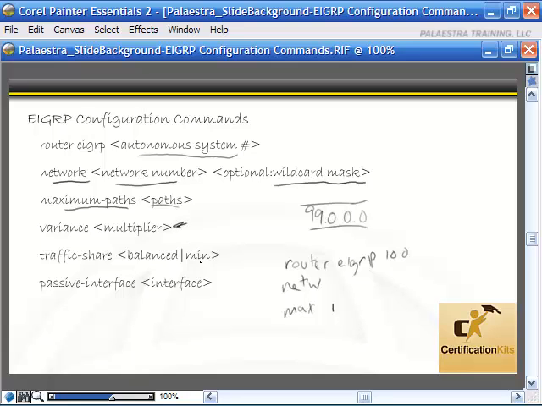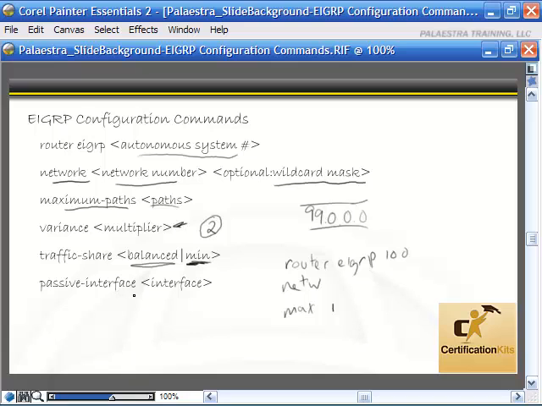Variance, and then the multiplier. Just like with IGRP, I can put a multiplier here. So if I did a variance of 2, whatever my best cost path was, and any other path up to 2 times as bad as that would go in the routing table, and I would load balance. Traffic share balanced, that would actually load balance if I have more than one equal cost path in the routing table. And then minimum would use the best cost path, but immediately use any additional paths that met the variance condition if the best cost path went down.